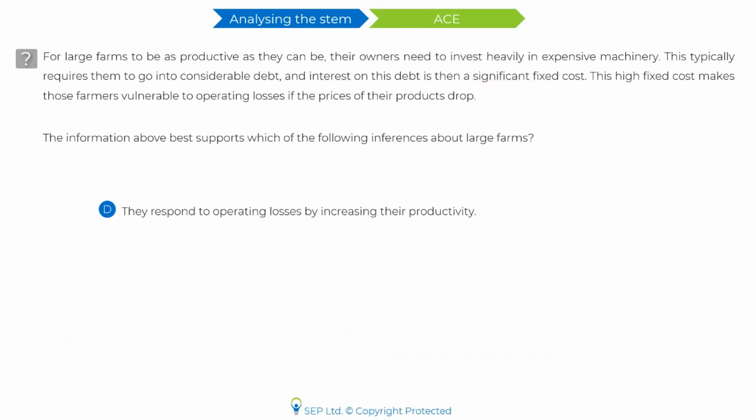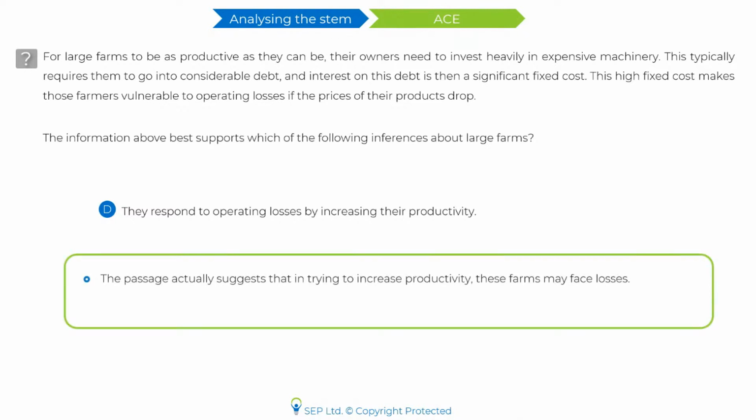The C is out. D, they respond to operating losses by increasing their productivity. Mind it, they were trying to be productive, and by trying to be productive, they opened themselves up to operating losses. What they will do after facing those operating losses is not within the purview of the paragraph. In fact, it's highly unlikely that they are going to again try to increase their productivity and again invest more money. So D is out for good.